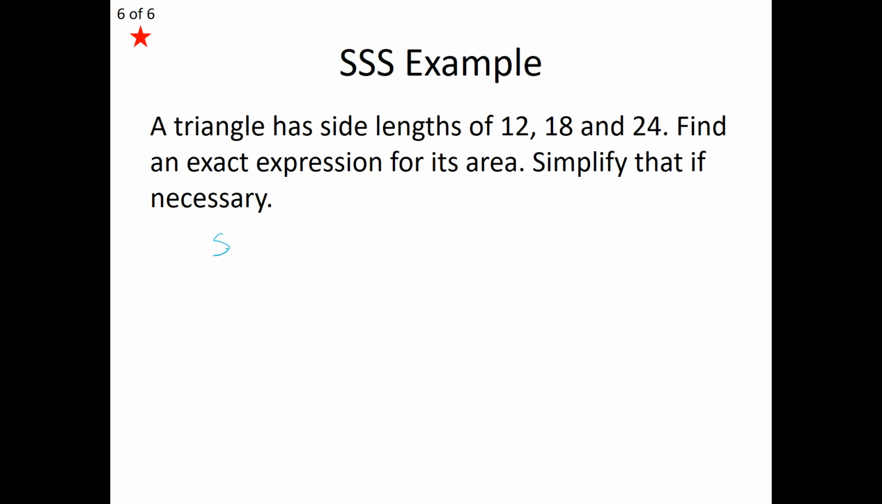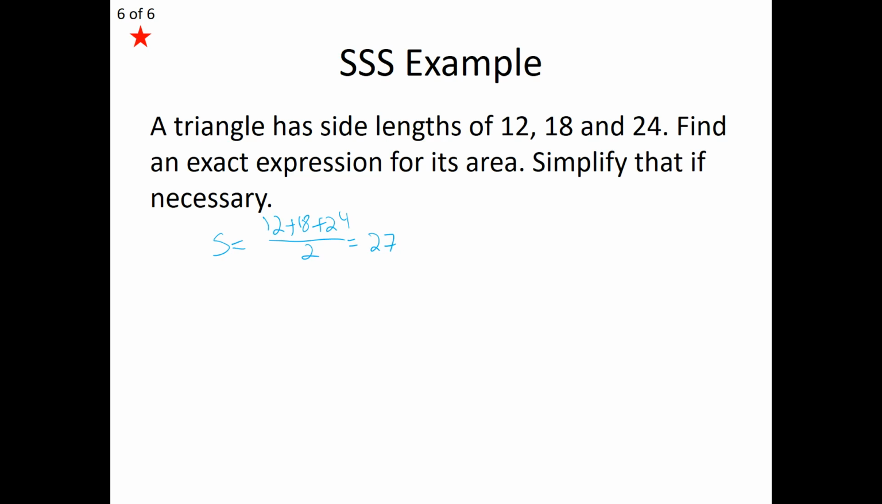Again, we let S represent our semiperimeter, and S is, remember, the sum of all three sides divided by 2. So I'm going to do 12 plus 18 plus 24, and we're going to divide that in half. 12, 18, and 24 make 54. Divide that by 2, and we get our semiperimeter to be a length of 27.